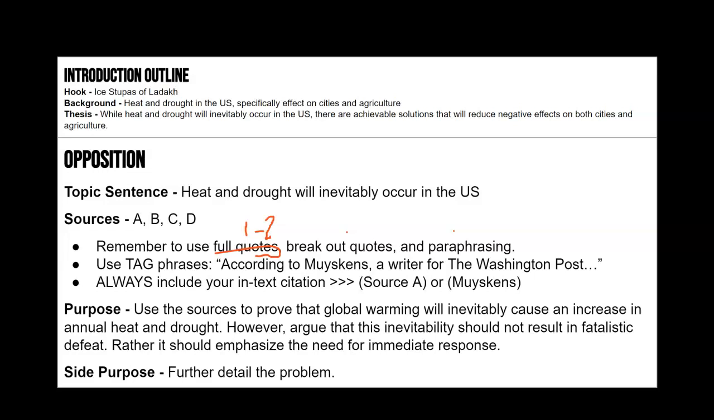Now, my purpose in using these sources will be to prove my topic sentence. So I want to use the sources to prove that global warming will inevitably cause an increase in annual heat and drought. However, I will also argue that this inevitability should not result in fatalistic defeat. Rather, it should emphasize the need for immediate response. And so this is the argument that I'm going to prove through these sources. And I also have this side purpose of kind of further developing the problem.